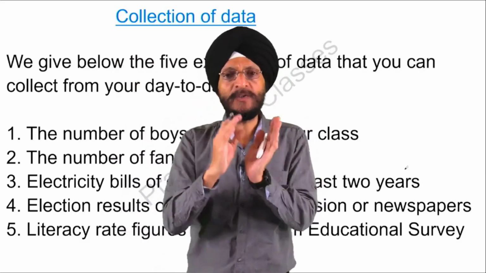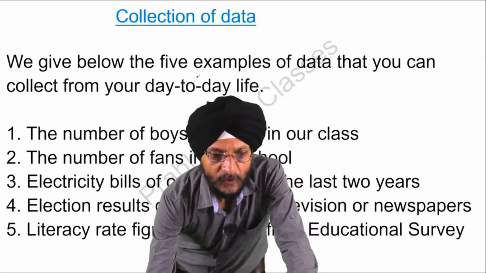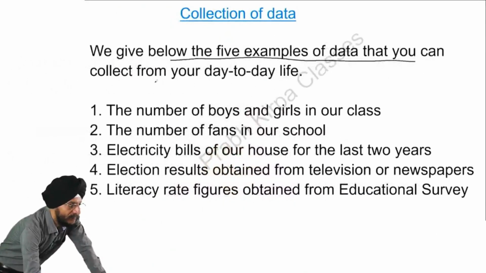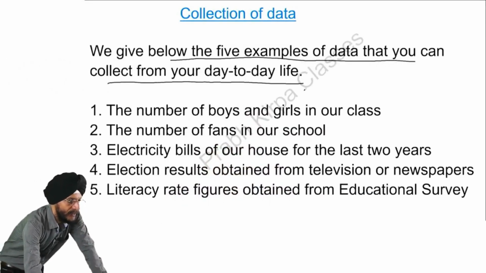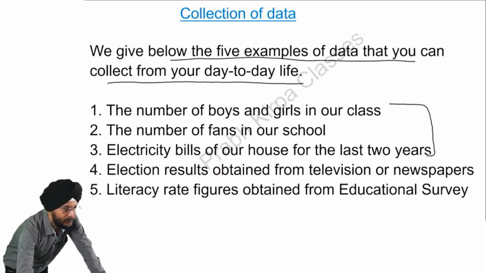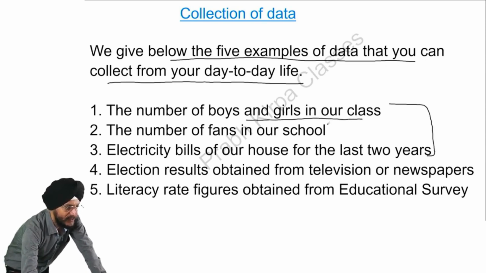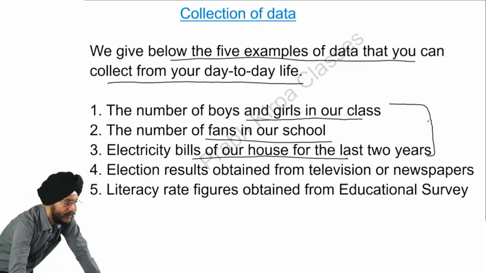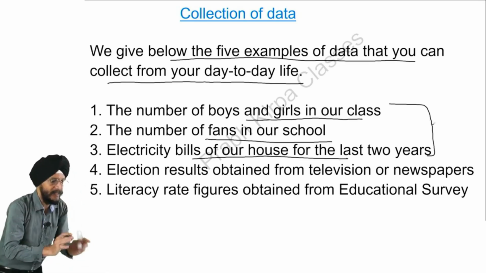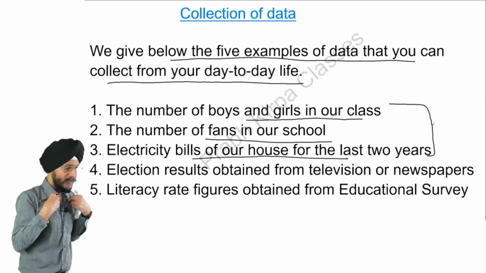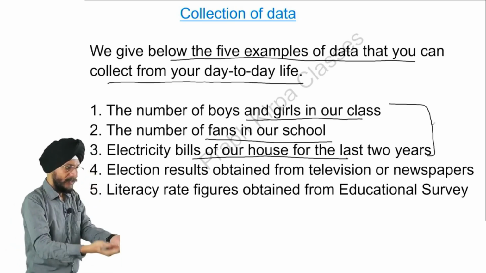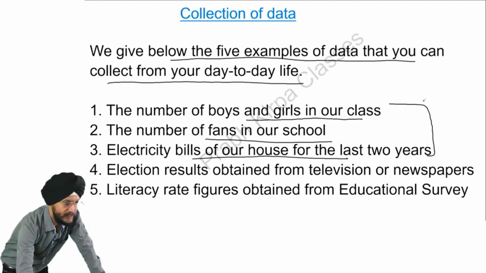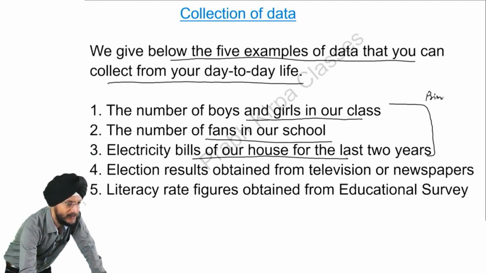So what is the purpose of saying all this? We give below the 5 examples of data that you can collect from your day-to-day life. Now these are the 3 examples we have discussed earlier. That is the number of boys and girls in our class, number of fans in our school, and electricity bill of our house. In all these 3 works, we have collected the data ourselves, we have got ourselves involved in getting the data. So this is the data where we are involved ourselves. This is the primary data, where we are ourselves involved in collecting the data.